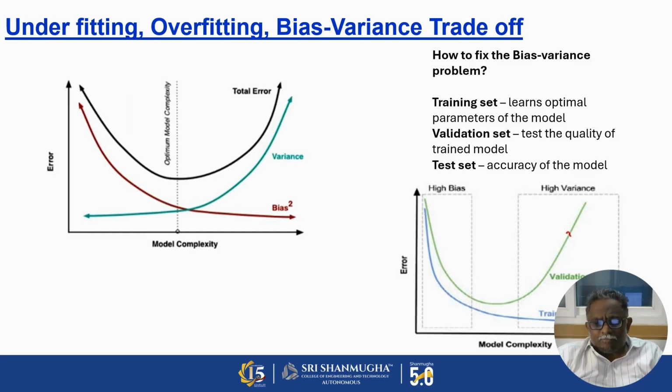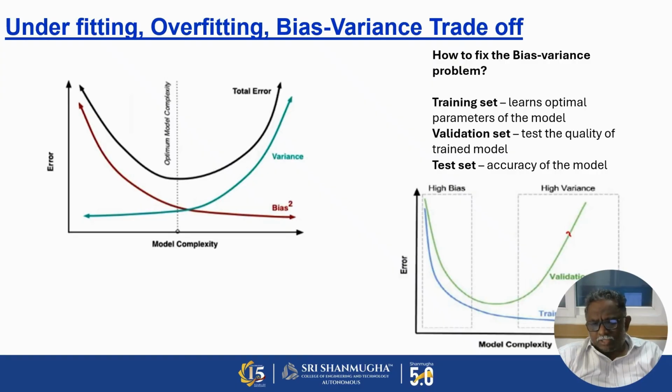So we should have a point where both are very minimal. That's where we get optimal model complexity. When we work on machine learning and deep learning, these are terminologies we come across: training data set, validation data set, and test data set. Most of the data points go to the training data set, and that's where we get the model.